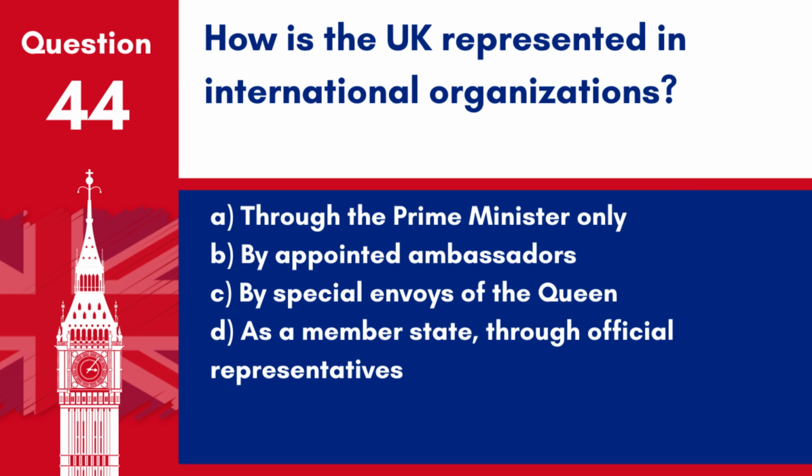Question 44. How is the UK represented in international organisations? A. Through the Prime Minister only. B. By appointed ambassadors. C. By special envoys of the Queen. D. As a member state, through official representatives.